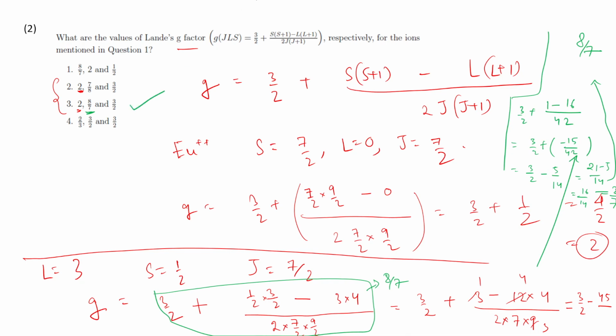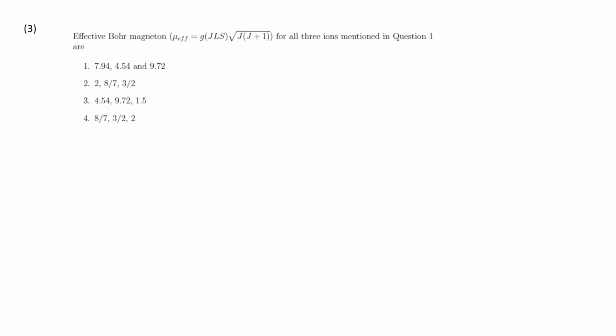Similarly for the third, you know how to calculate S, L and J from Hund's rule. You just have to put the formula and get the answer. Okay, so that is about it. Similarly, you can do the third ion as well. Just for practice, you should do it even if you got the answer.